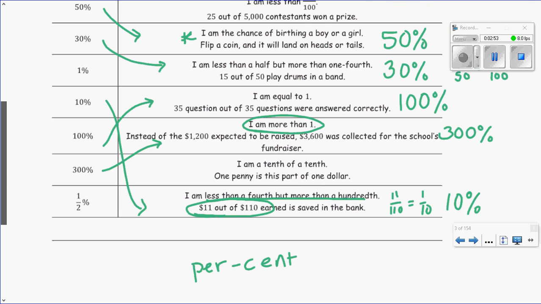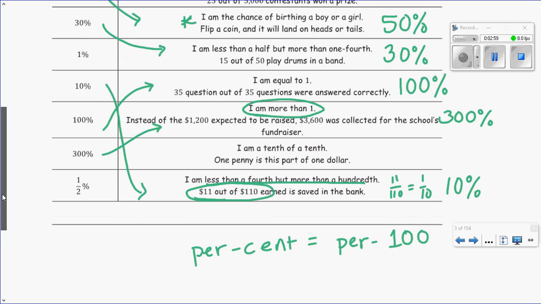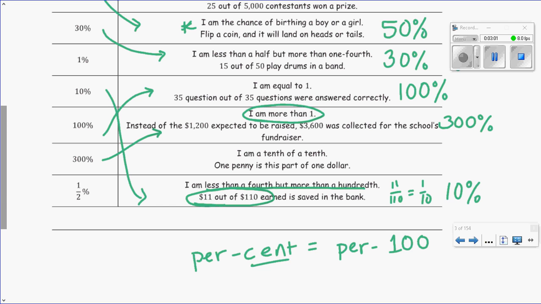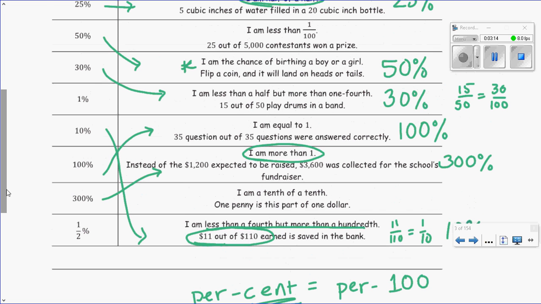Percent, per 100. Okay, CENT, you may have heard of century, that's 100 years. Centipede has 100 legs. Centimeter, there's 100 centimeters in 1 meter. So CENT literally means 100. So percent is per 100. Okay, and then a tenth of a tenth, that would be 1%.